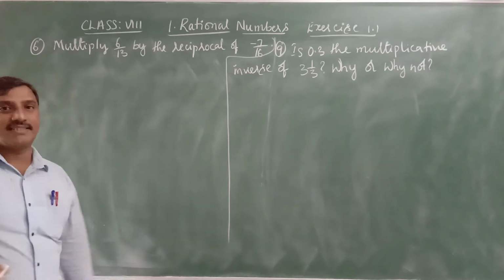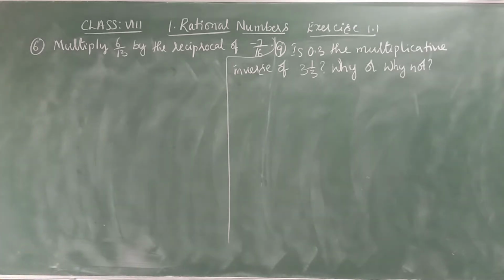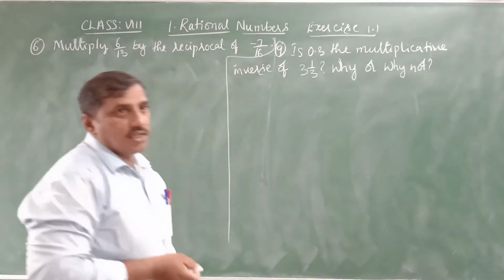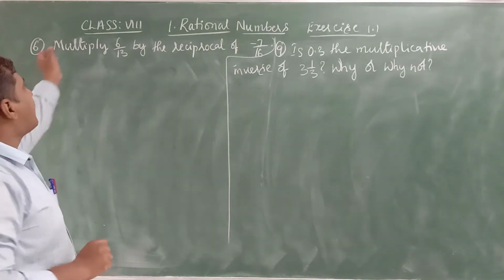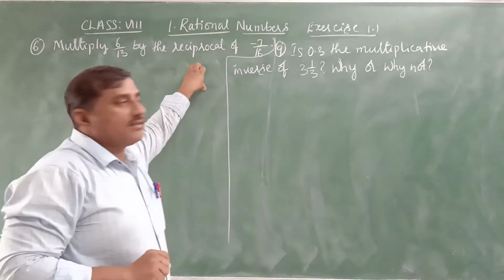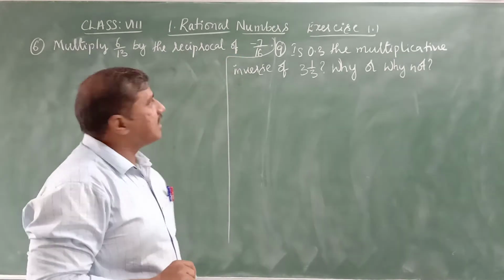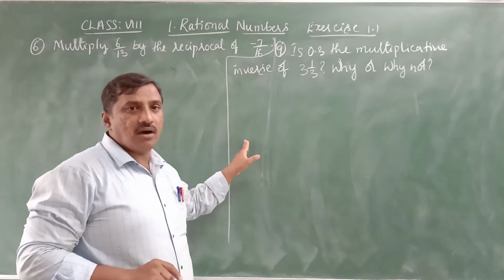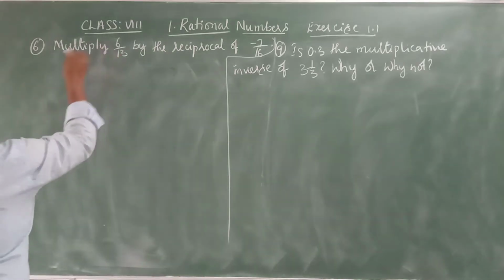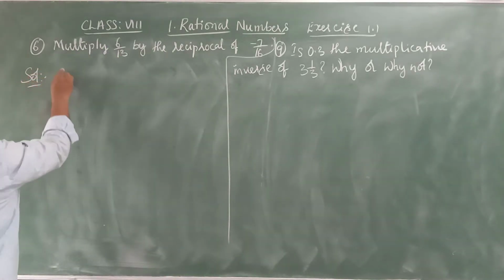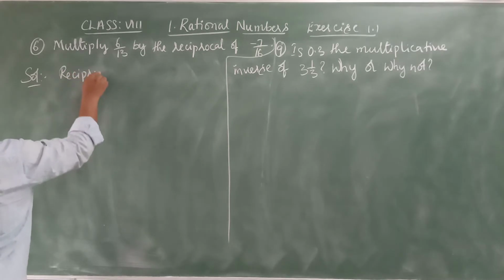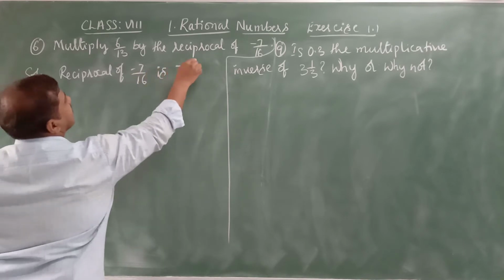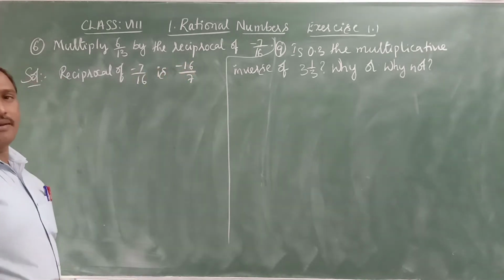Now question number 6. Multiply 6 by 13 by the reciprocal of minus 7 by 16. So we have to multiply two rational numbers. One is 6 by 13, the other one is the reciprocal of minus 7 by 16. Yes, what is the reciprocal of minus 7 by 16? Yes, it is 16 by minus 7 or minus 16 by 7. So first write the reciprocal of minus 7 by 16 is minus 16 by 7, or 7 by minus 16.